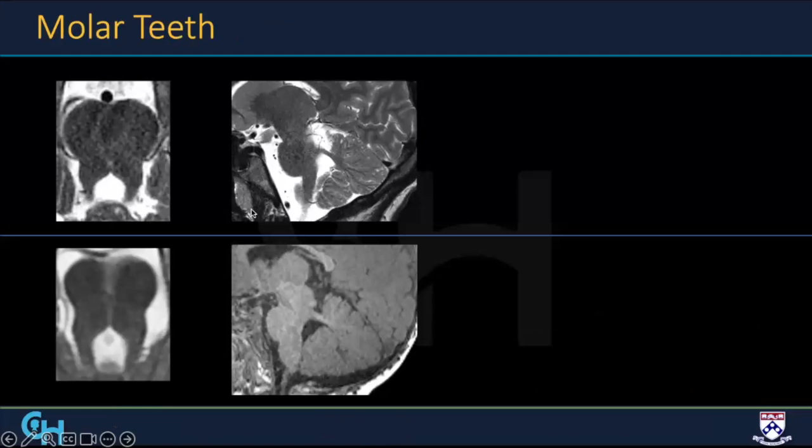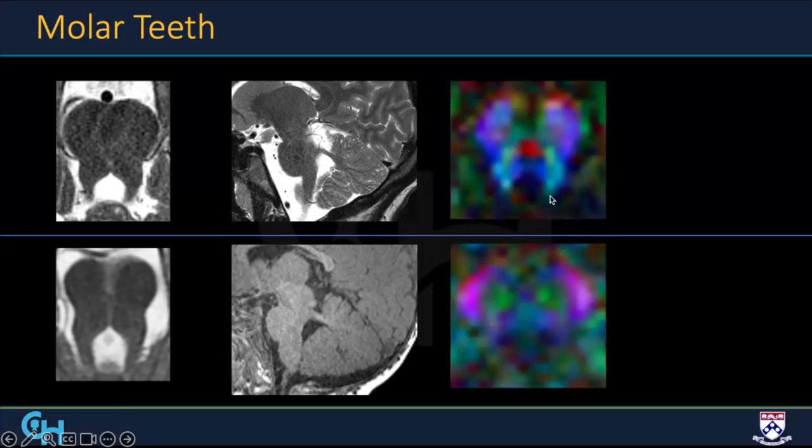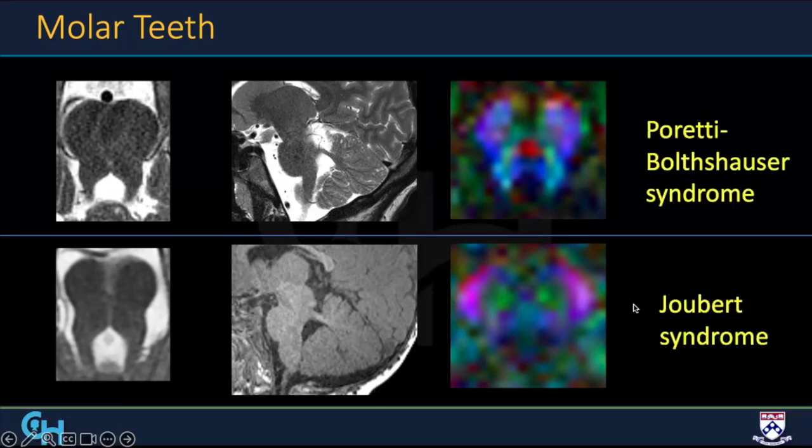Speaking of molar teeth, there is sort of a differential for that. It's not just a slam dunk Joubert malformation without any other information. Both of these patients have the molar tooth malformation. In this case, the peduncles are a little bit thinner than in the inferior case. But if you do DTI, we can see there's no loss of the decussation of the superior cerebellar peduncles here. We can see the red hue here in the midbrain versus the lower case. So the lower is Joubert syndrome, and this is another genetic disorder, the Pretty-Bolt-Salzer syndrome, which can also see cerebellar cyst in this disorder.